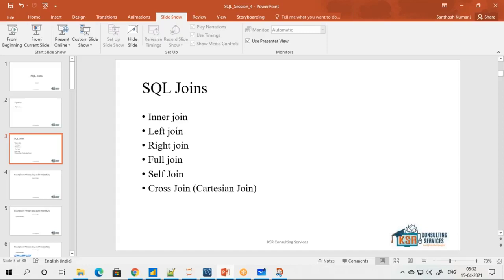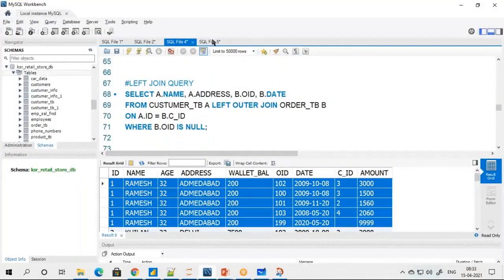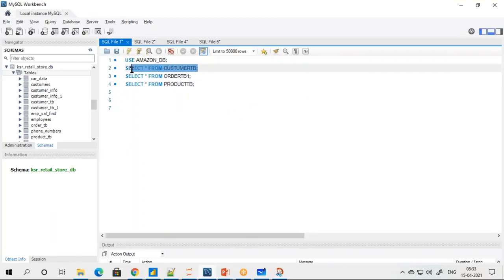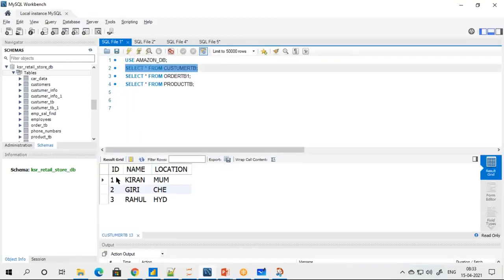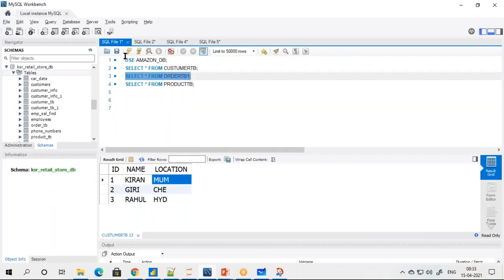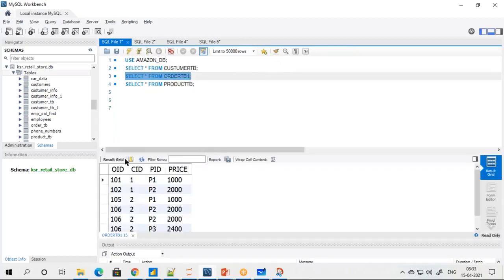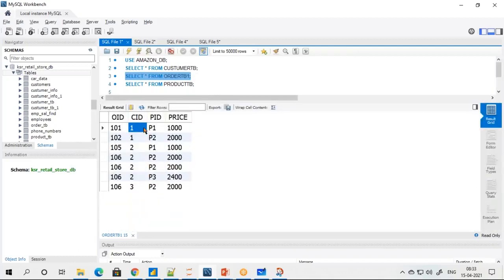Yeah, just bear with me for 2 more minutes. Okay, one example I wanted to show you. This is customer information. Customer information has ID, customer name, location. Order information is next, but before that I will run the product information. In product information, product 1 is Vivo phone, product 2 is iPhone, product 3 is Samsung phone. Now I have one more table, the order table. This has order ID, which customer purchased which product, and for how many rupees.